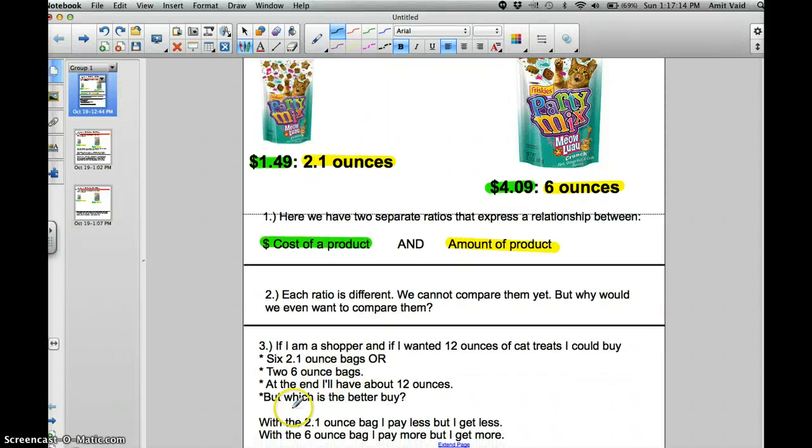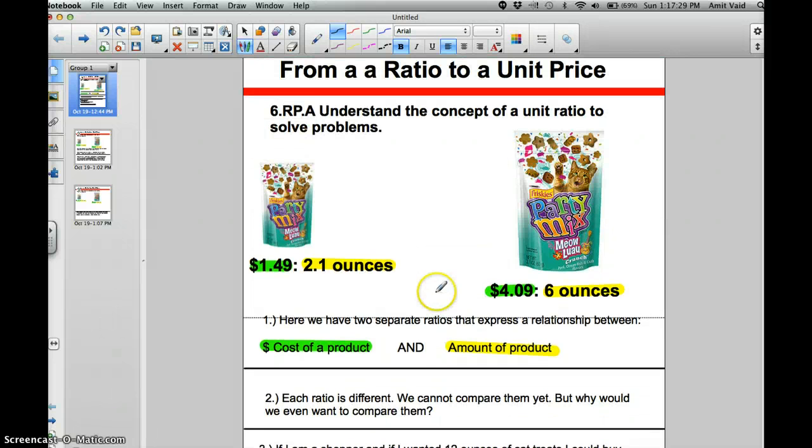With a 2.1 ounce bag, I pay less, but I also get less. With a 6 ounce bag, I pay more, but I get more. So again, keep this in the back of your head as you watch this lesson. When you're a shopper, you have to make decisions. And in this case, when you're buying cat treats, if you needed 12 ounces for whatever reason, you could buy 6 of these, or you could buy 2 of these.